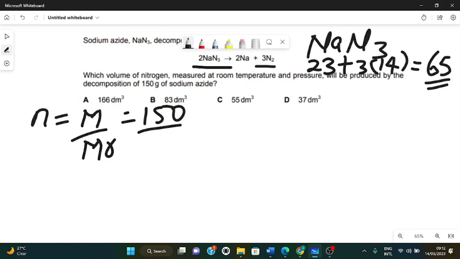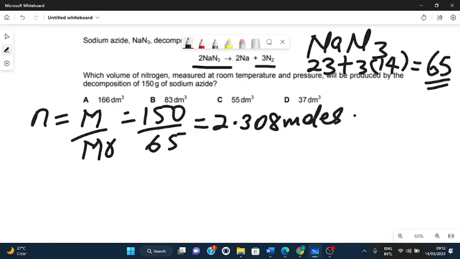So number of mole is mass over molar mass, which is 150 divided by 65, which will be equal to 2.3081 moles. So that is the number of moles of 150 grams of sodium azide.